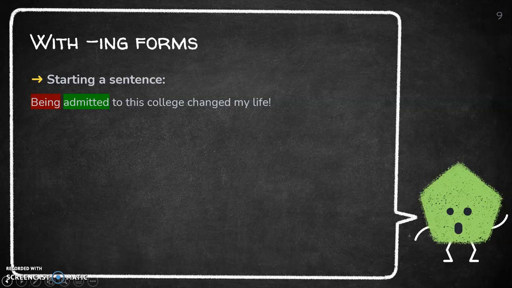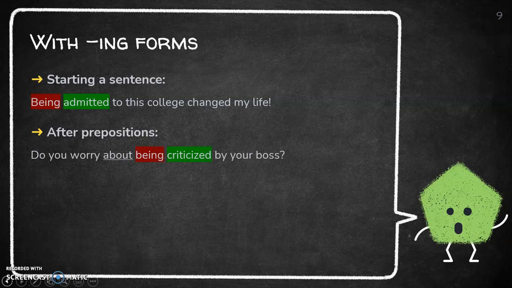Now, another example of ing forms is that after prepositions, we normally have to have a verb in ing. So, for example, do you worry about being criticized by your boss? The verb after about has to be in ing form, but it also happens to be in passive voice. So what you do is transform the verb to be, not the main verb, the verb to be. The main verb is always going to be in past participle.